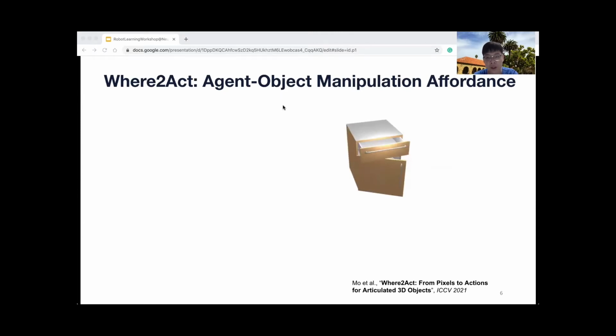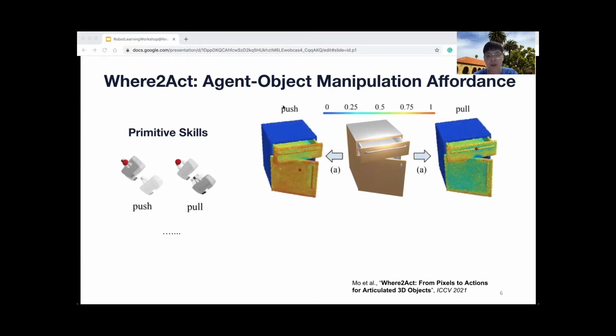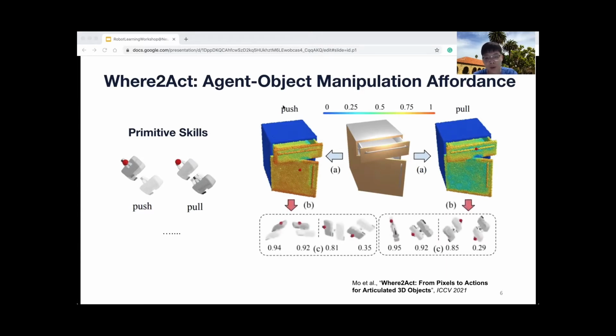For the first work, Where to Act proposed a self-supervised learning framework for agent-object manipulation affordance. Imagine that you are presented with this cabinet with an articulated door and drawer, given some primitive skills such as pushing, pulling, twisting, etc. We predict dense per-pixel visual affordance heat maps for the skill preconditions. Then for each actionable pixel, we further propose a diverse set of gripper orientations for initializing the action trajectories.